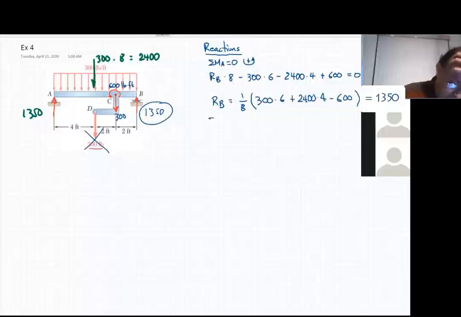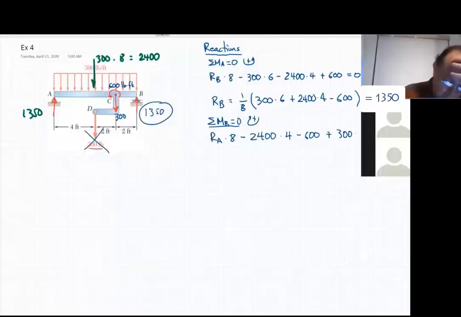Well, let's do it very quickly. I don't know if we need to do this, but it's just checking everything. Summation of moments about point B: RA times 8, positive, minus 400 times 4, let's say minus the moment of 600, and what else? I am missing the 300. That will be plus 300 times 2, right? Times 2.